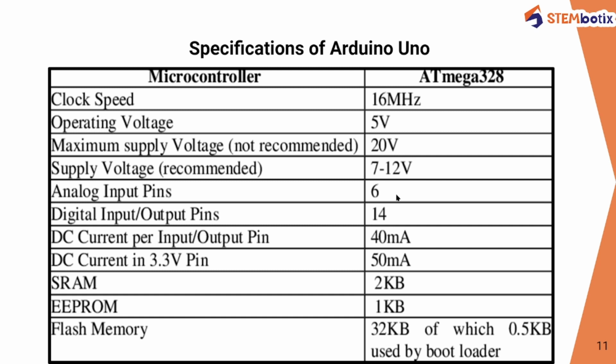It has 6 analog pins and 14 digital input and output pins. These digital pins are used as both input and output pins. It can bear a DC current of 40 milliamperes on input output pins and a DC current of 50 milliamperes on the 3.3 volt pin. Its SRAM is 2 KB, EEPROM is 1 KB, and its flash memory is 32 KB.